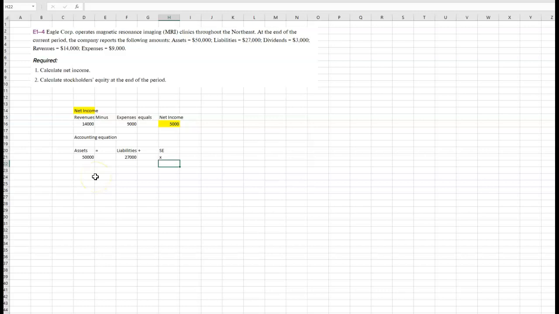Well, think about it this way. If I take my assets and I subtract my liabilities, I should get my stockholders' equity, right? So assets minus liabilities equals stockholders' equity. You can rearrange this equation. So I'll just say 50,000 minus 27,000 gives me 23,000 stockholders' equity. You can solve this just like any equation by rearranging the terms.